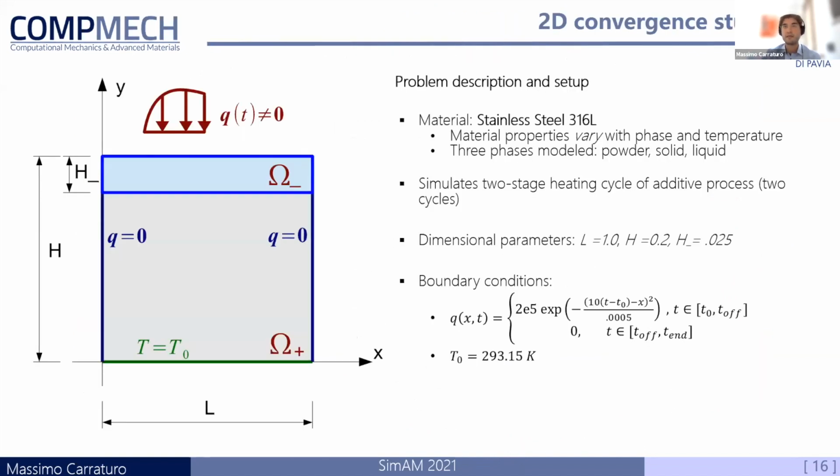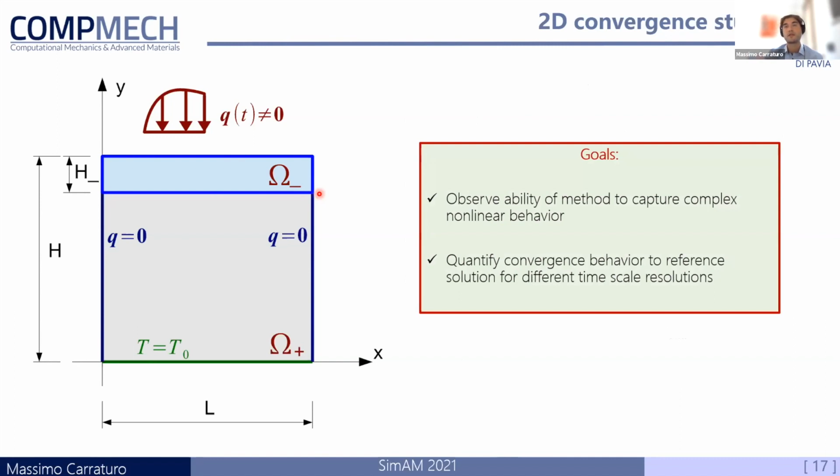We have first tested this implementation on a two-dimensional problem where a laser source travels on the upper surface of the square domain, and the top layer is our local problem domain, which is discretized with a much finer mesh compared to the coarse one. So the goal of this convergence study is to observe the ability of the proposed spatiotemporal implementation to capture the complex nonlinear behavior of this problem, and also to quantify the rate of convergence with respect to the reference solution that in this case is the classical, let's say, two-level solution.